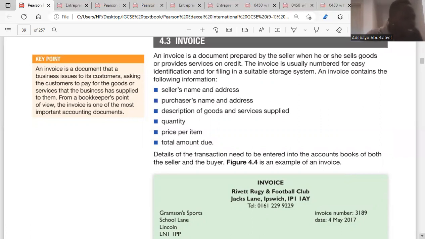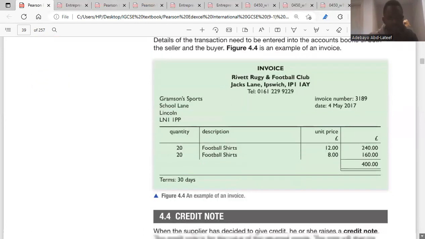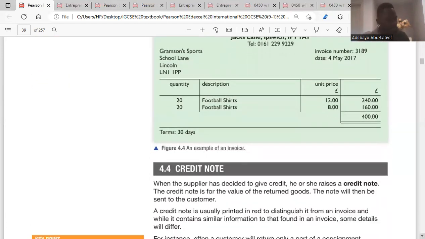So what are the details contained in an invoice? The seller's name and address, that's the supplier's name and address. The credit customer's name and address. What goods were purchased on credit, the quantity purchased, the price per each item, and the total amount. I think it's clear. That's an invoice. Here we have the details of an invoice.